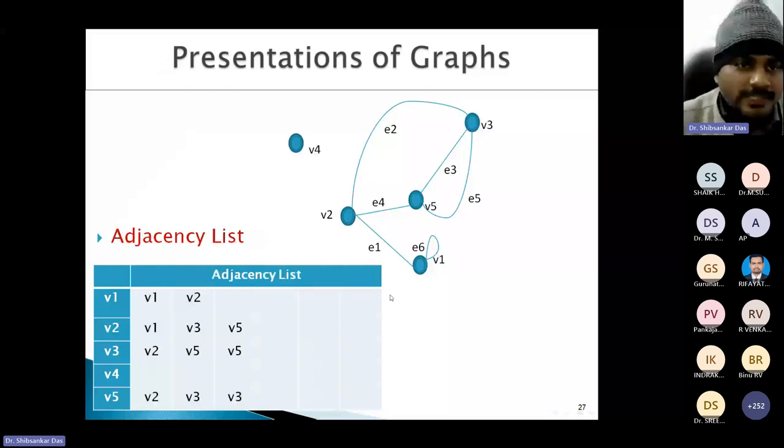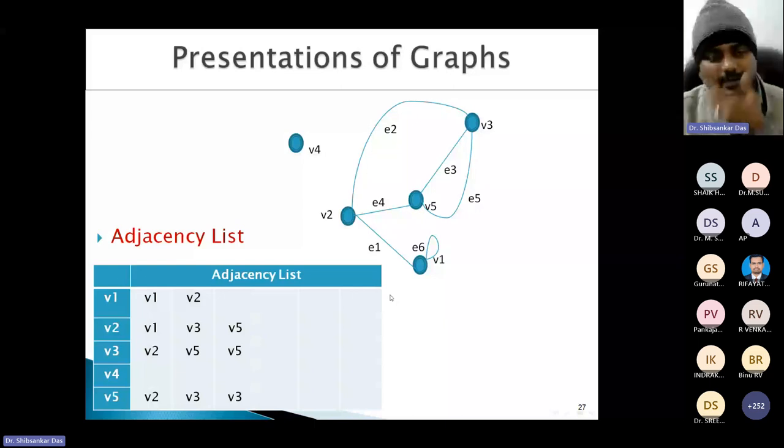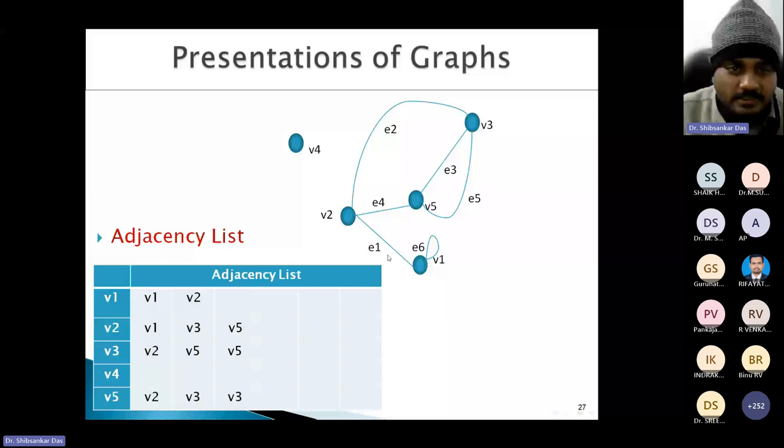This is the adjacency list. Those who have done some work on linked lists or any idea of lists can understand it better. Adjacency says that V1 is adjacent to V2. Similarly, V2 is adjacent to V1, V3 and V5. So you can list them out like this. V4 is not adjacent to anyone, so this row is left blank, and so on.